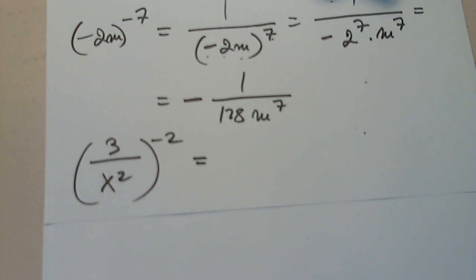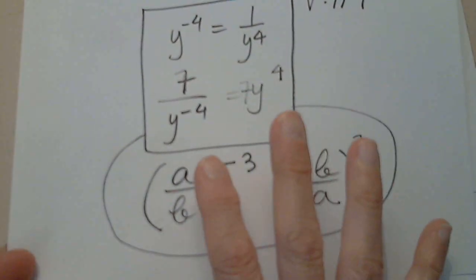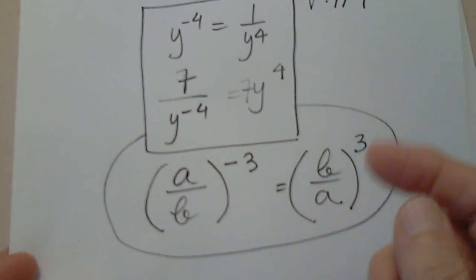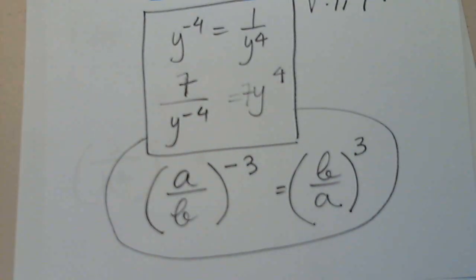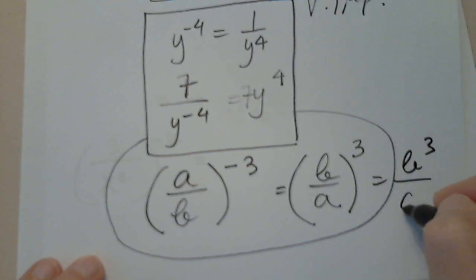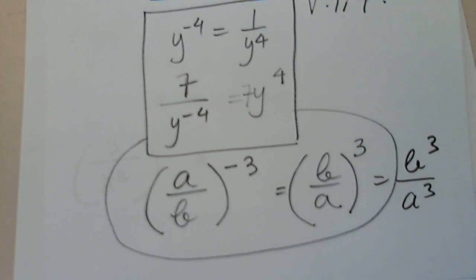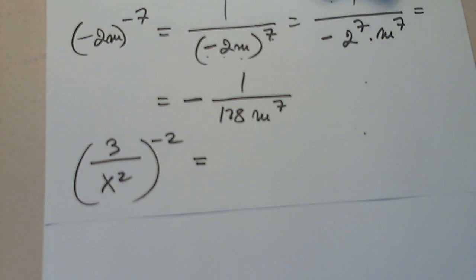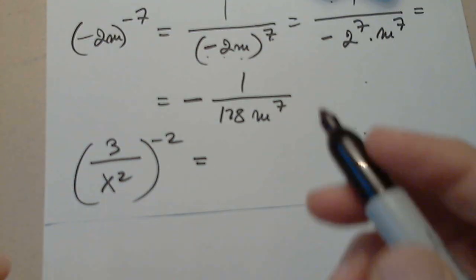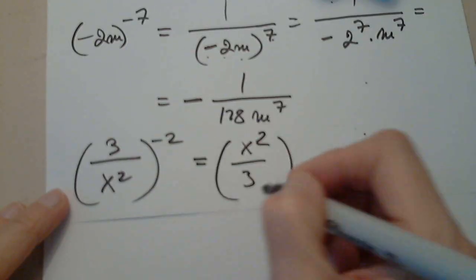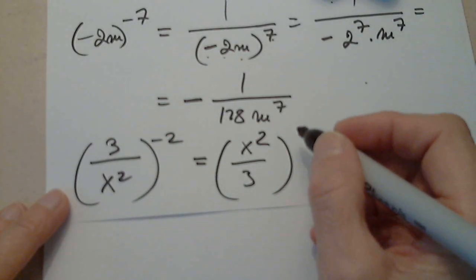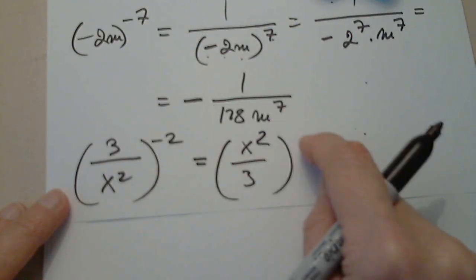Let's go back to the rule. If I have a over b to -3, I flip and I get b over a to the 3rd power. And of course, now I have b to the 3rd over a to the 3rd. So then, coming back to our example, what do we need to do next? X squared over 3. Everything to which power? -2. Careful. If I flip the fraction, the power can no longer be the same.